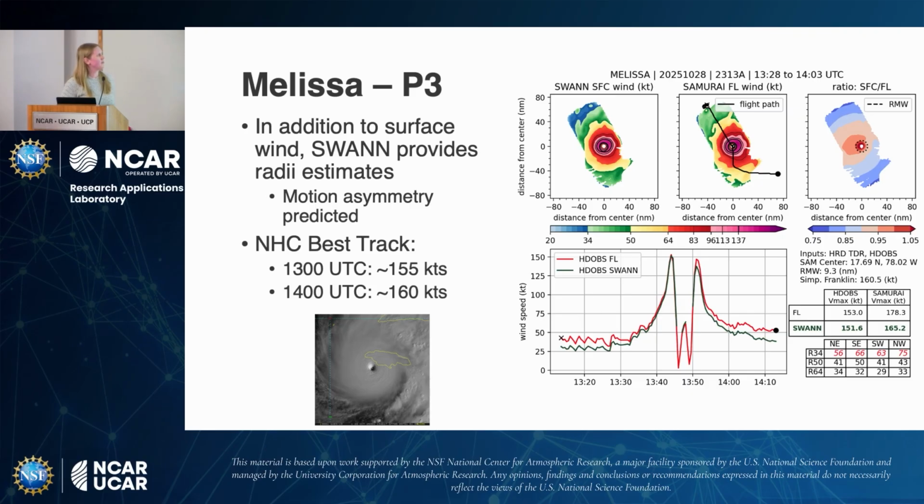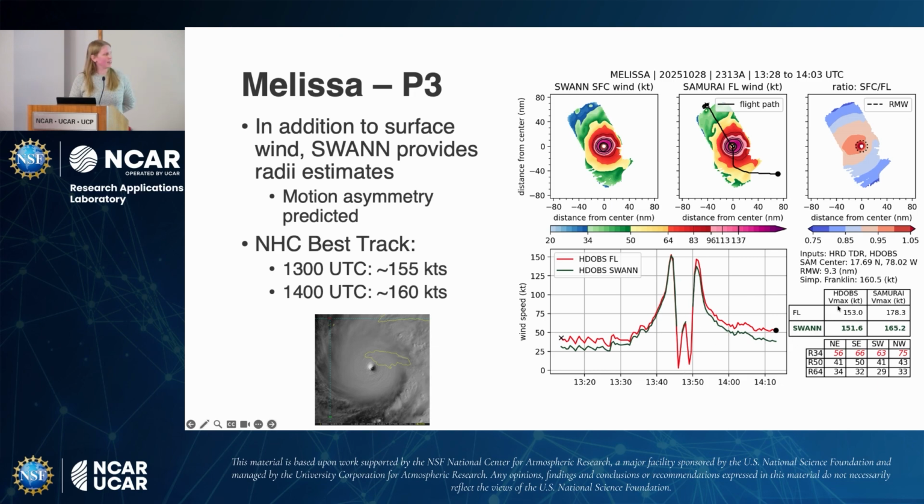This is data from the P3. And so this complicated figure on the right is basically the figure that we've been producing. The Samurai flight level wind is in the center, surface wind is on the left, the actual pattern of wind ratios is on the right. And then we can also just put the raw in situ flight level data through SWANN as well. So that's shown here in this bottom left.